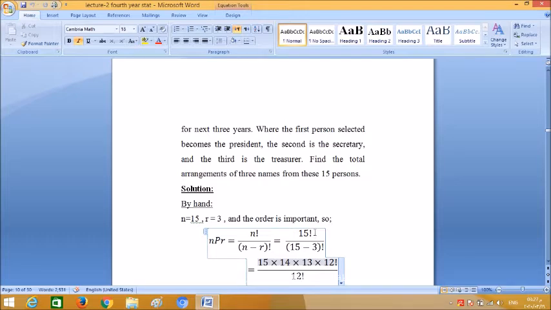So in the numerator you can say that 15 factorial equals 15 multiplied by 14 multiplied by 13 multiplied by 12 factorial. Okay, why? To omit this 12 factorial with the denominator, which is 12 factorial. So the answer will be, omit this by this, the answer will be 15 multiplied by 14 multiplied by 13. Right?